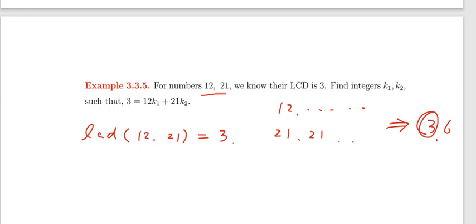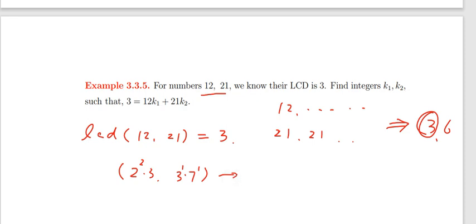So where does 3 come from? Also, this is easy, right? We just check 12. 12 is 2 times 3, and 21 is 3 times 7, right?